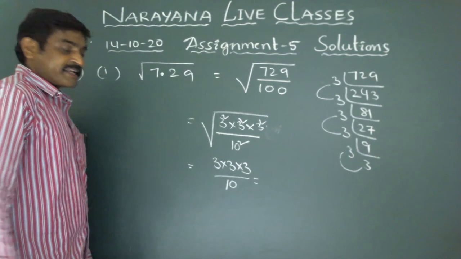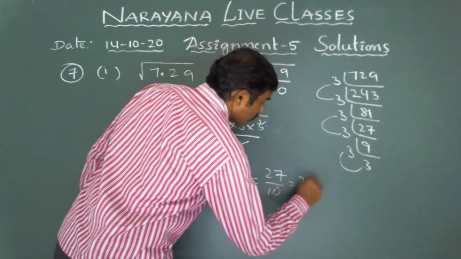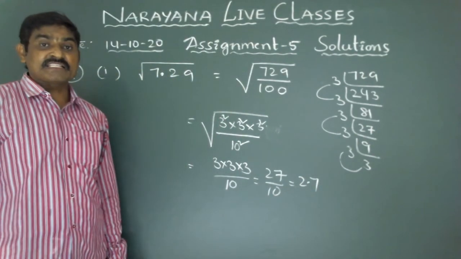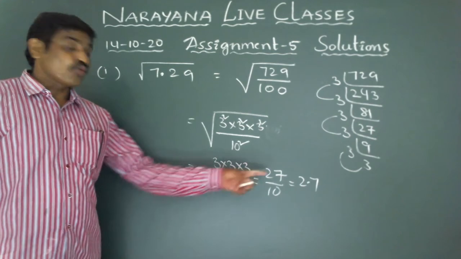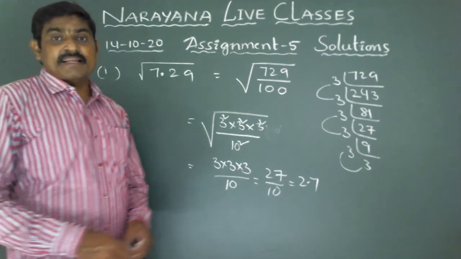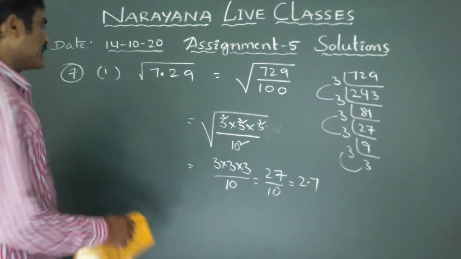Because after eliminating the square root, 27 by 10 is equal to 2.7. So the square root of 7.29 is equal to 2.7. Okay. So this is one. Second one is 51.84.